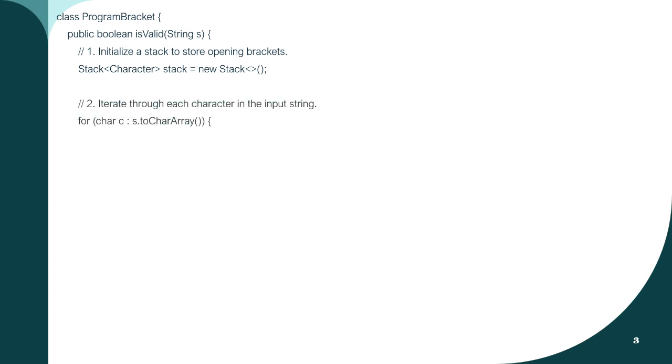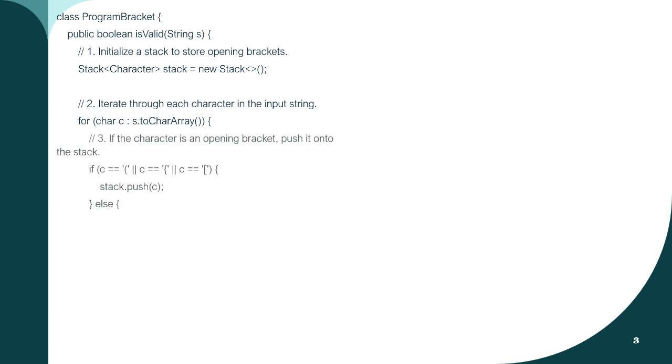Secondly, I'm going to iterate through each character which is coming as an input. The string s is the input. So I first have to convert that into a character array, because those are strings and I have to convert them into characters. In order to do that, I make use of a for each loop with s.toCharArray().